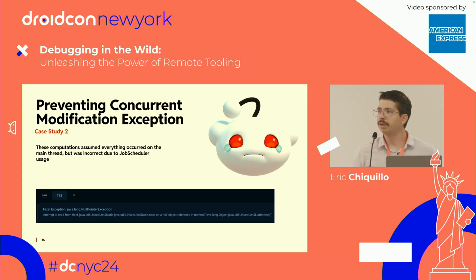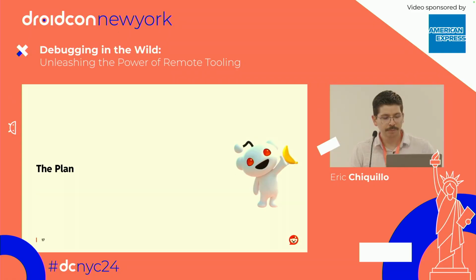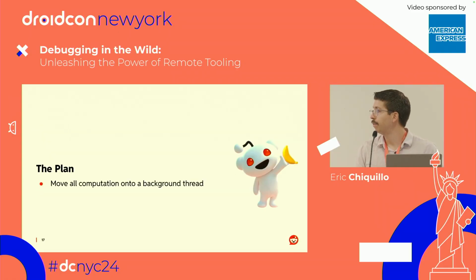The reason this was happening was because we were assuming in this code file that everything was happening on the main thread. But that wasn't actually true anymore. We had done a recent refactor where we introduced a job scheduler, and the job scheduler runs on a background thread. So both the background thread and the main thread were touching the same list, causing this crash. So the plan was to move all computation onto a background thread, not just the job scheduler stuff.